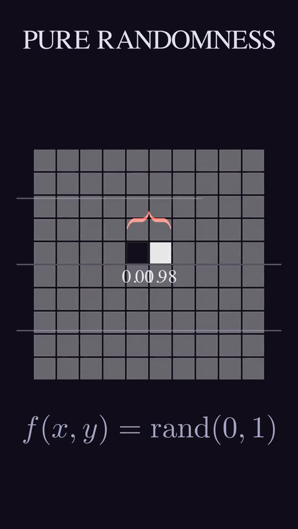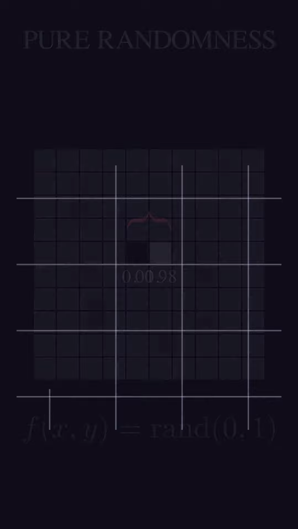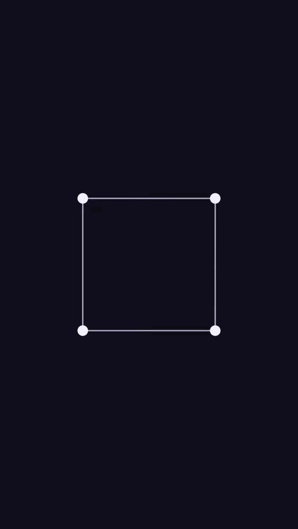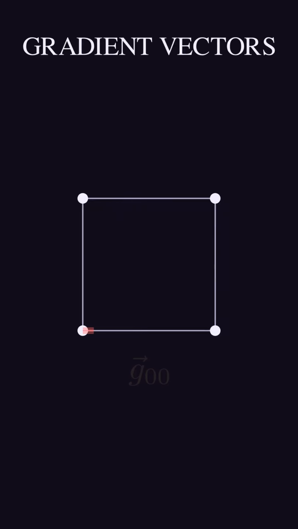Ken Perlin changed this by introducing spatial structure. Instead of random values at every point, we define randomness only at the intersections of a grid. Let's look at a single unit cell, defined by its four corners from 0 to 1. At each corner, we assign a random unit vector, known as a gradient vector.